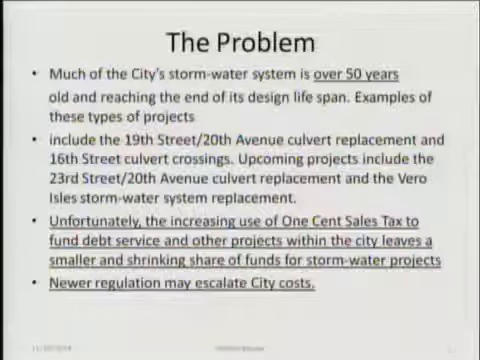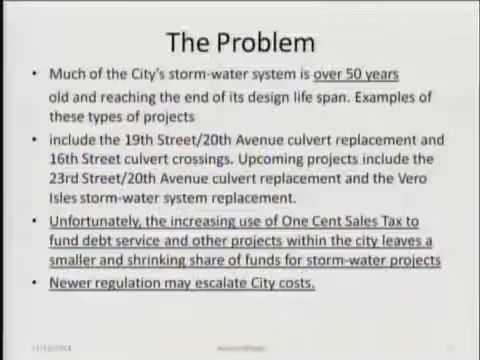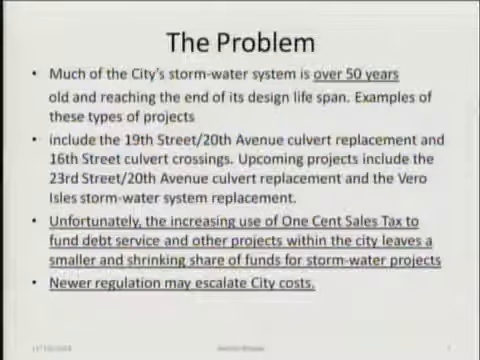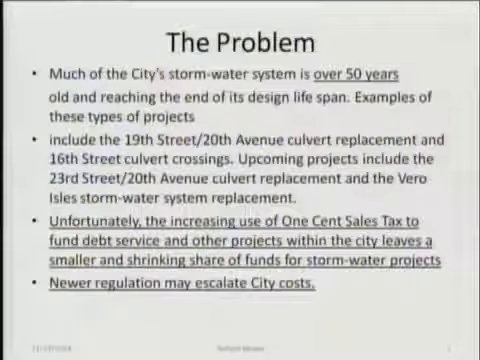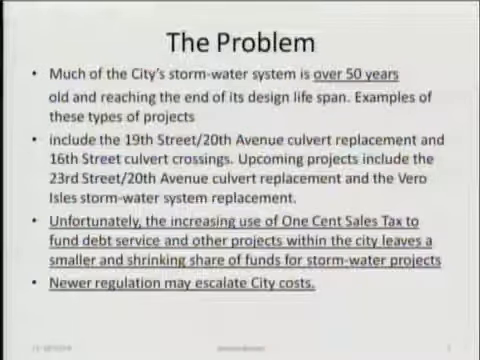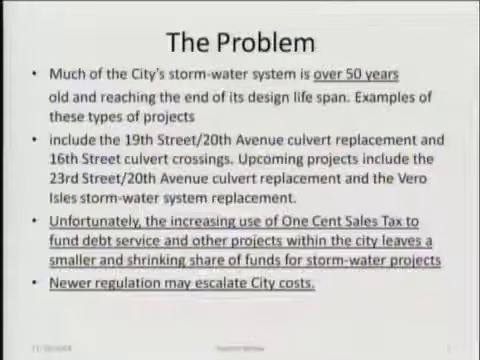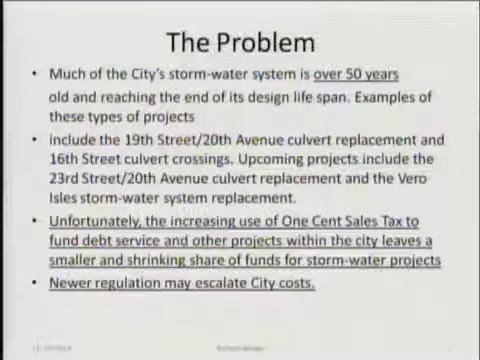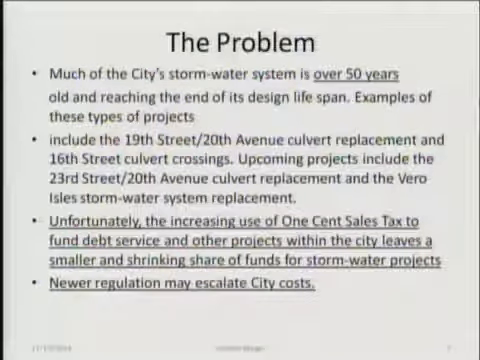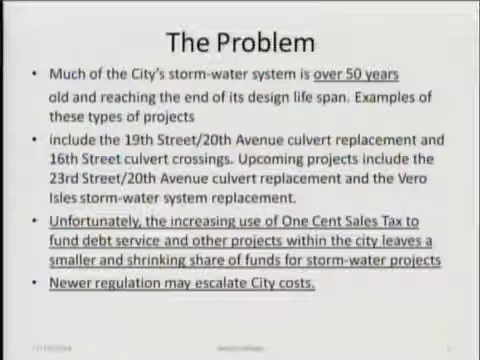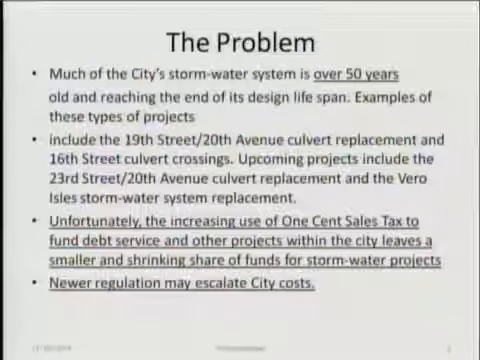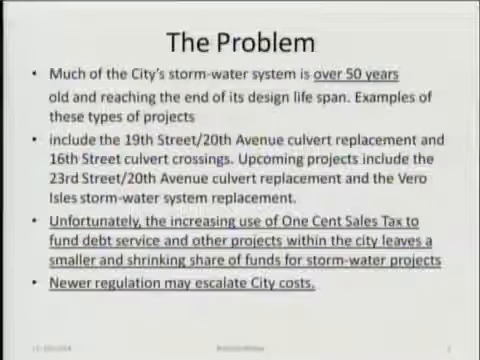Examples of these types of projects that we've done recently include the 19th Street, 20th Avenue culvert replacement, which cost $100,000 and which collapsed this last year. The 16th Street culvert crossing. Upcoming projects include the 23rd Street and 20th Avenue culvert replacement, and of course the Vero Island stormwater system replacement, which is of major concern. Again, we have a fair amount of deferred maintenance, and we're going to have to face it.